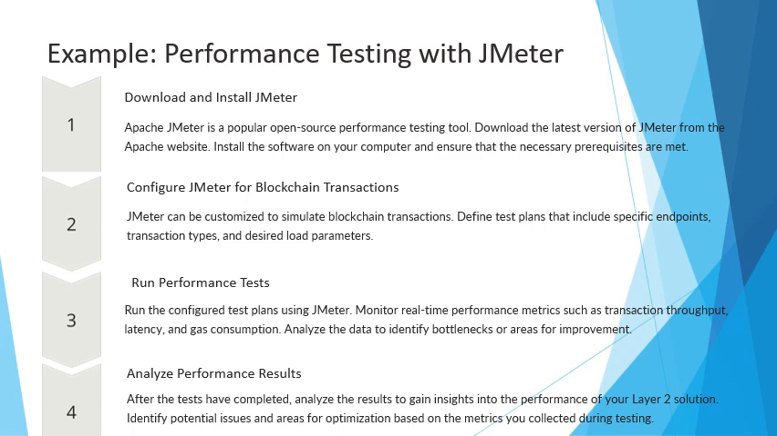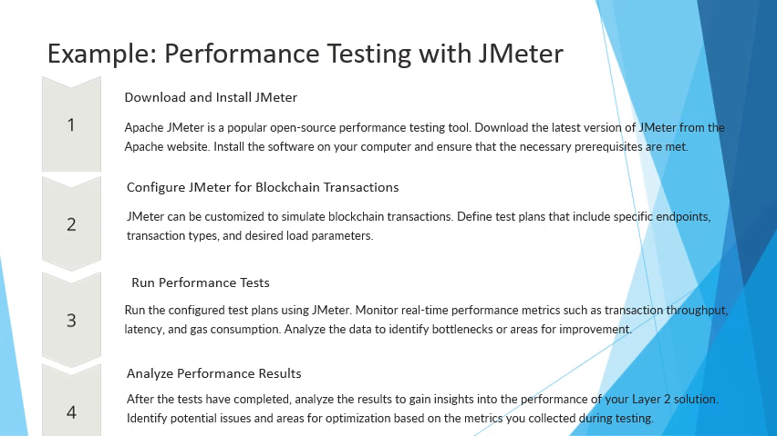So, to do performance testing with JMeter, we first download and install JMeter. Apache JMeter is a popular open source performance testing tool. We download the latest version of JMeter from the Apache website. We install the software on our computer and ensure that the necessary prerequisites are met. We then configure JMeter for blockchain transactions.